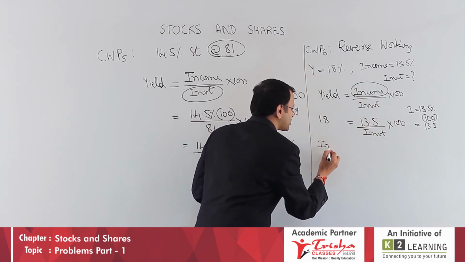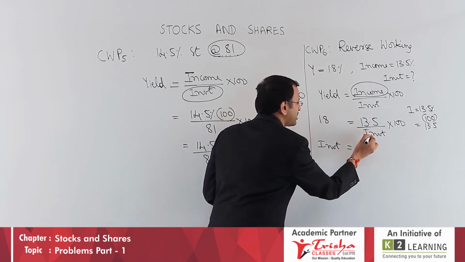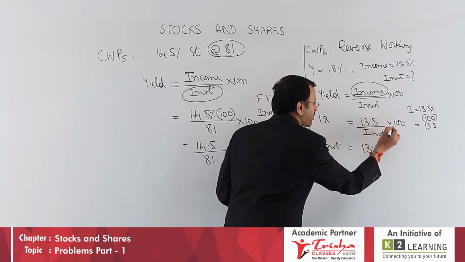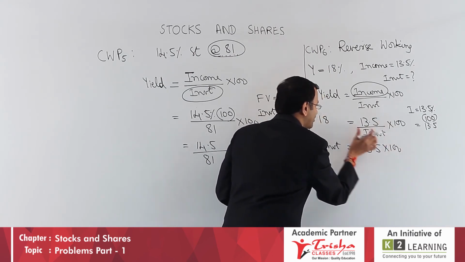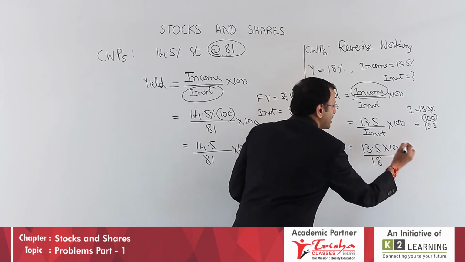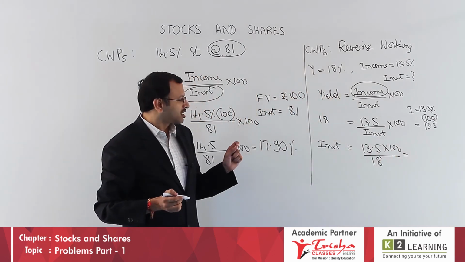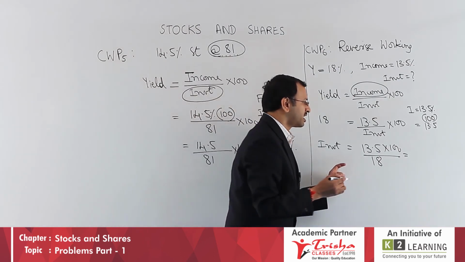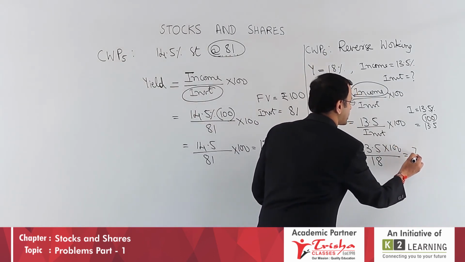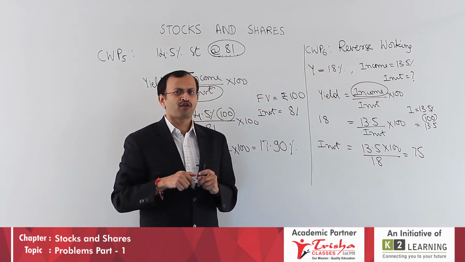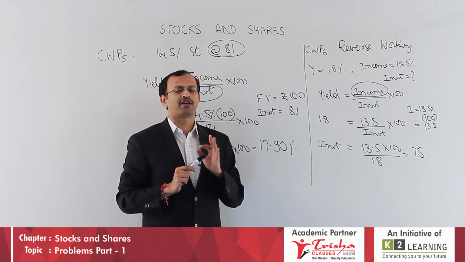Therefore, what is the investment? 18 into investment is equal to this. Therefore, investment is equal to 13.5 into 100, divided by 18. Finally, your answer. Use the calculator. 13.5 into 100 divided by 18. You use the calculator, 75 rupees you will get. Therefore, your conclusion will be 75 rupees.